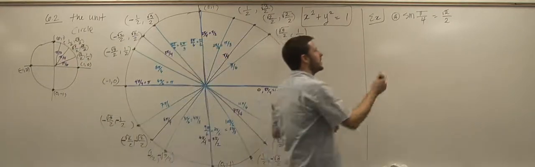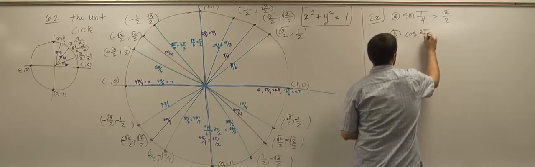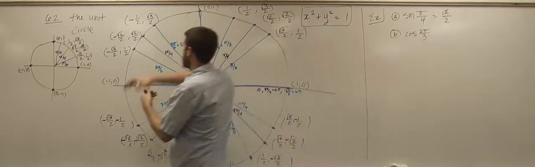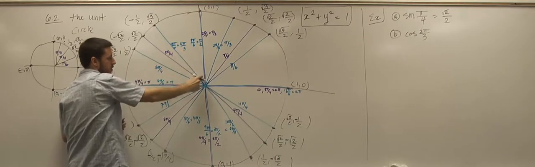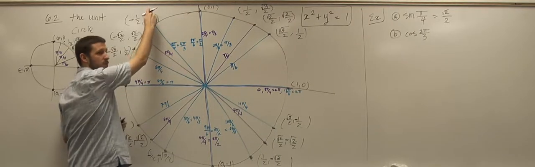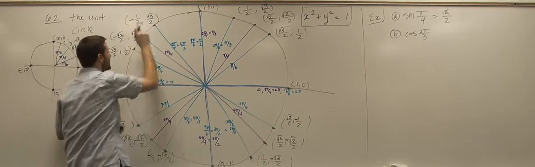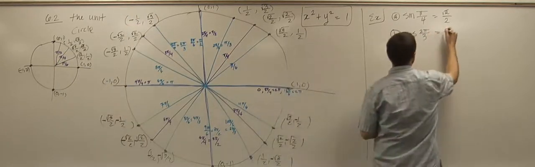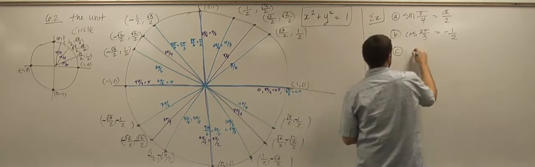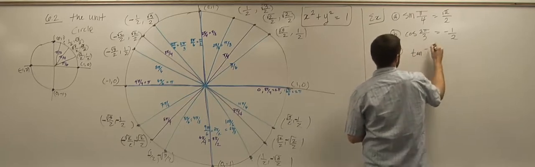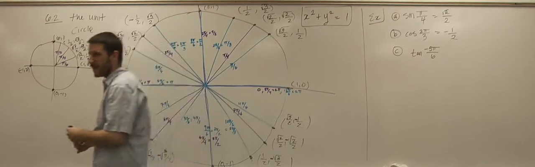All right, what about b, cosine of 2 pi over 3? You go to 2 pi over 3 on the unit circle, boom. Cosine is the y value? X value. Oh, I had that mixed up. So cosine is the x value, which means cosine of 2 pi over 3 should be negative. You have to be a little careful with this one here. Tangent of negative 5 pi over 6.